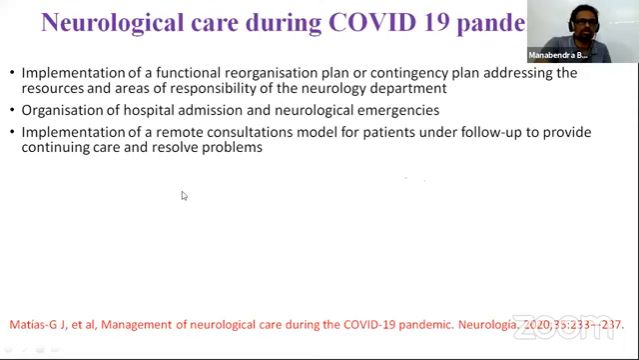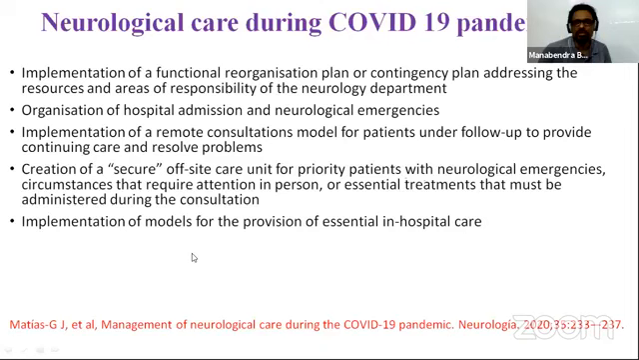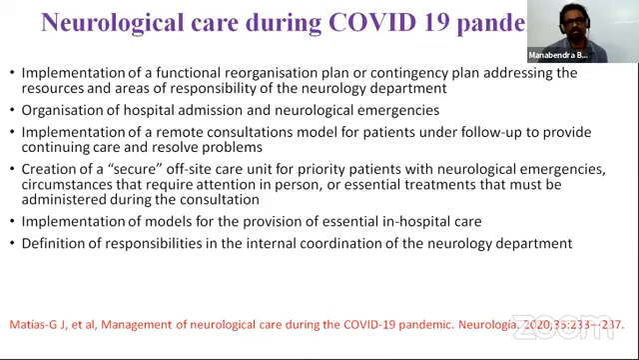And there should be a secure offsite area in the hospital. Some patients will come with neurological emergencies or non-emergencies. If the patients need direct physician contact, then appropriate equipment, precautions, PPE, and distance are needed, and how these patients will be dealt with. In hospital care, there are the interconnections of the neurology department with other internal medicine facilities, where the neurologist is called to see patients with neurological emergencies or for a neurological opinion. There are different aspects of how the neurologist will deal with these patients and how personal safety measures are kept, so that ultimately patients benefit.